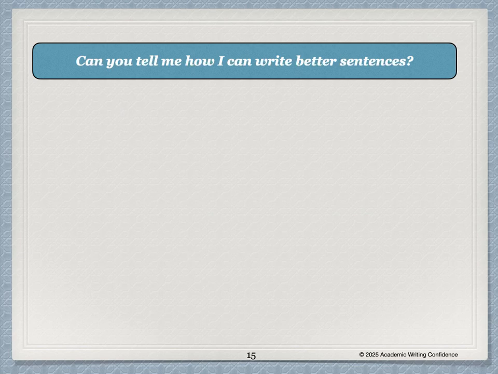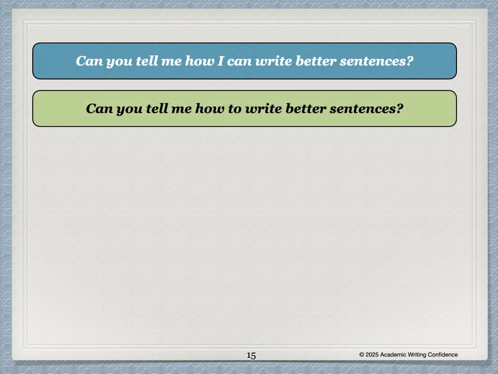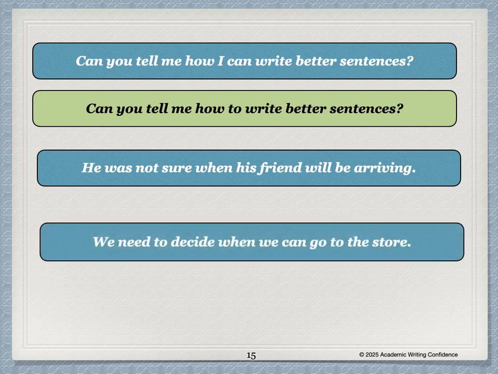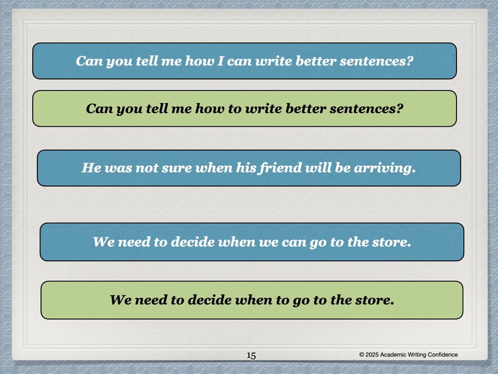Okay, it's your turn again. How would you change these sentences? Can you tell me how I can write better sentences? Can you tell me how to write better sentences? He was not sure when his friend will be arriving. We cannot reduce this sentence because it does not have the meaning of could or should. We need to decide when we can go to the store. We need to decide when to go to the store.